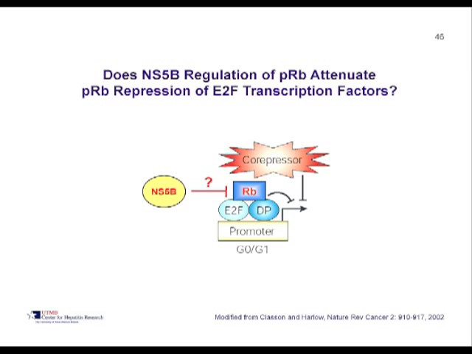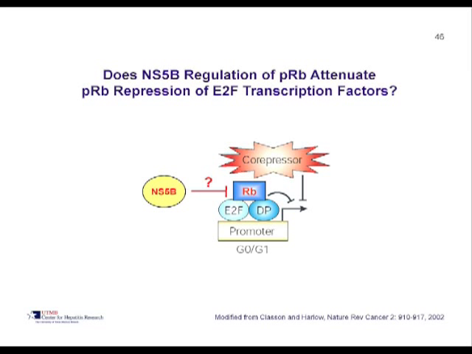So it would have been nice if we could have gone on and knocked down RB with an siRNA approach and shown increased replication of the virus, but those experiments simply didn't work. We saw decreased replication of the virus, which was a bit of a mystery. But we suspect that an siRNA approach, where you knock down the cell cycle regulator with RNA silencing, is like a sledgehammer compared to the fine-tuning of RB that the virus is likely to do through its expression of NS5B. So that leads us then to the question, does NS5B regulation of RB actually attenuate E2F transcription factors? Does it actually alter the activity of E2F?